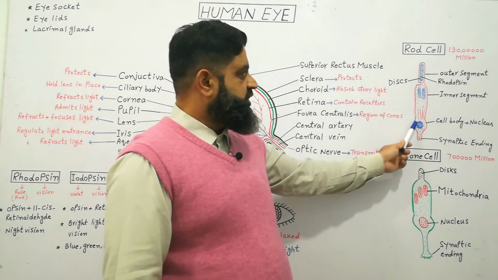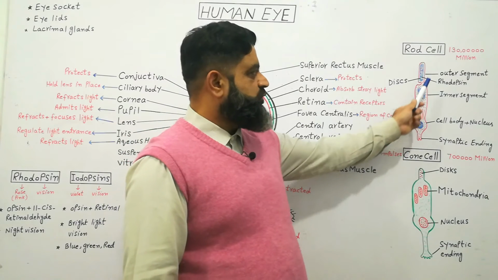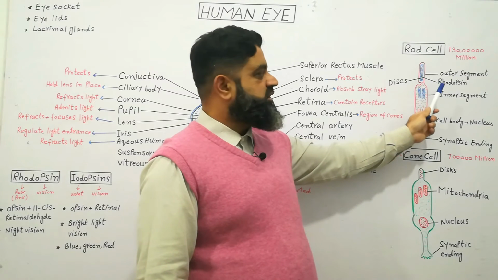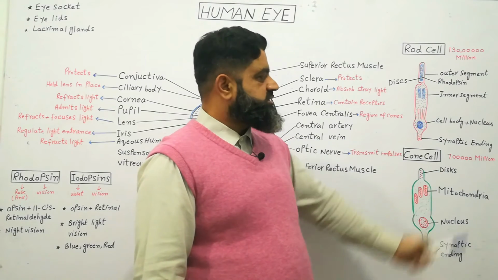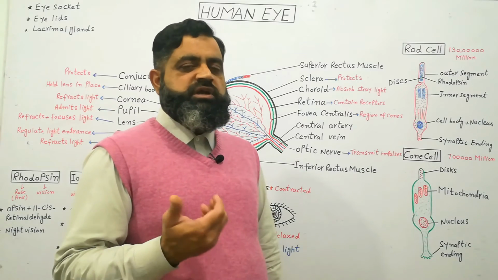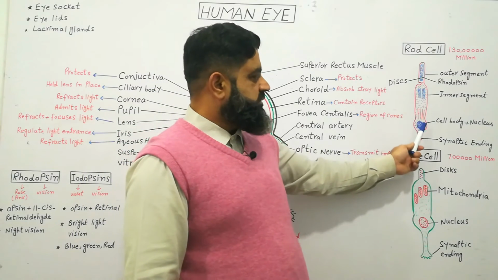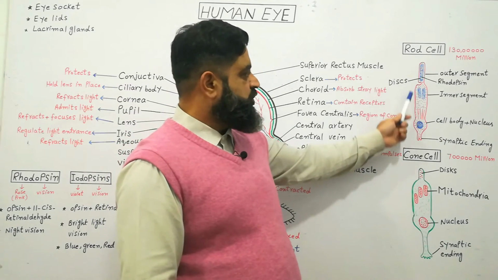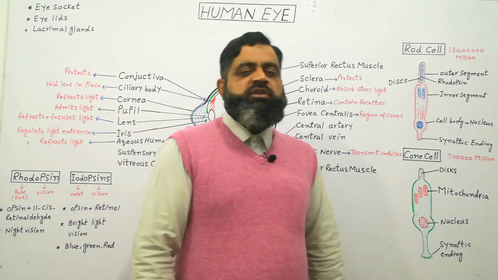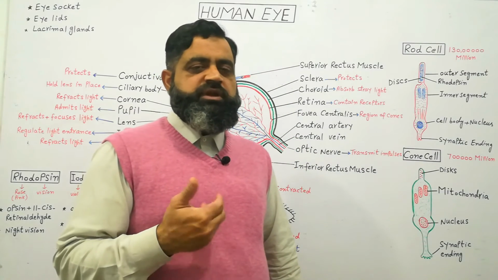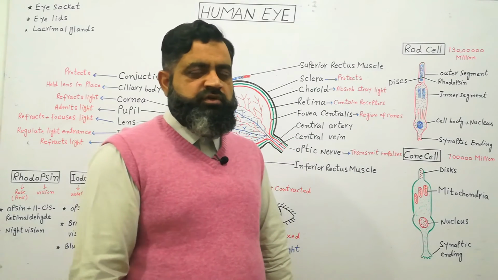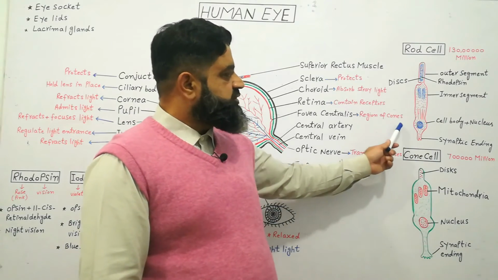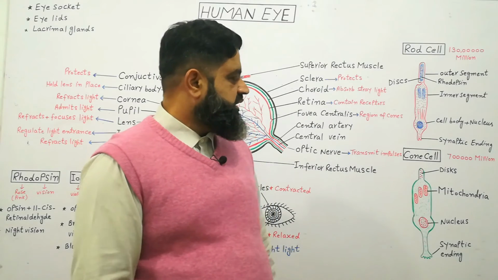This is the structure of a rod cell. It has 4 regions. The outer segment contains some discs which contain a pigment known as rhodopsin. The lower part is known as the inner segment. The inner segment contains mitochondria and cytoplasm. Below the inner segment there is a part known as the cell body, which contains the nucleus, and at the bottom of the cell there is a synaptic ending through which neurons coming from our brain or nerves from the optic nerve are attached. The function of these rods we will discuss in detail later on.